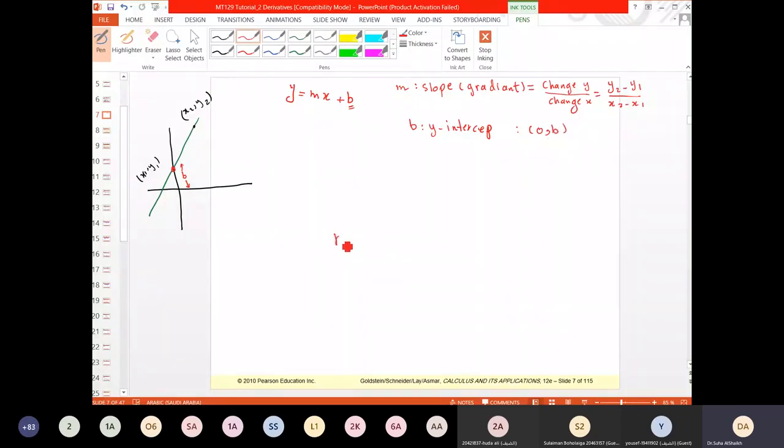Now, this slope m has 3 cases, as we said. This m can be positive.